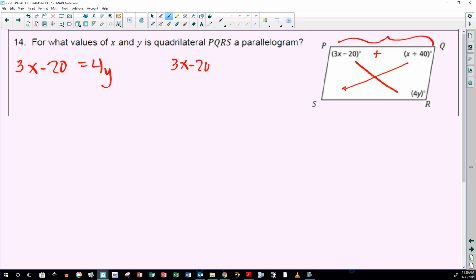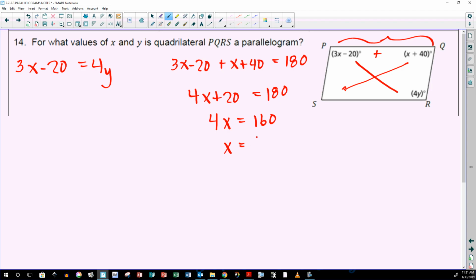So 3x minus 20 plus x plus 40 equals 180. 4x plus 20 equals 180. 4x equals 160. x is 40.